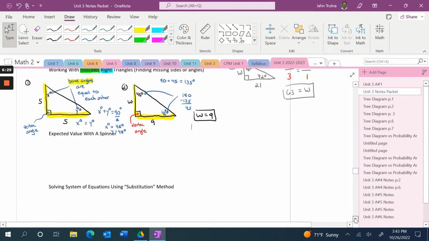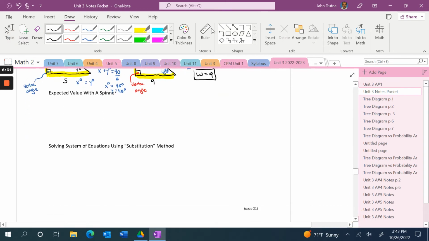Remember, whenever we are talking about a spinner, we're always talking about a circle, and the spinner will always be divided up into various sections.